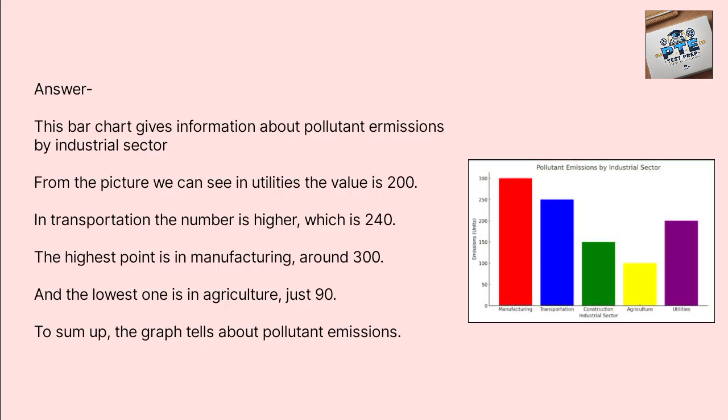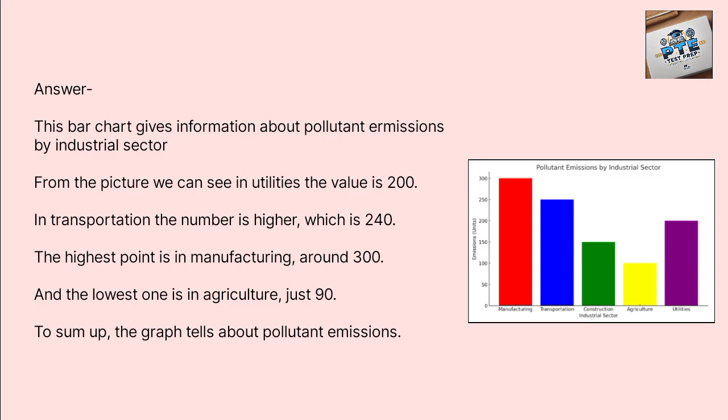This bar chart gives information about pollutant emissions by industrial sector. From the picture, we can see in utilities the value is 200. In transportation, the number is higher, which is 240.